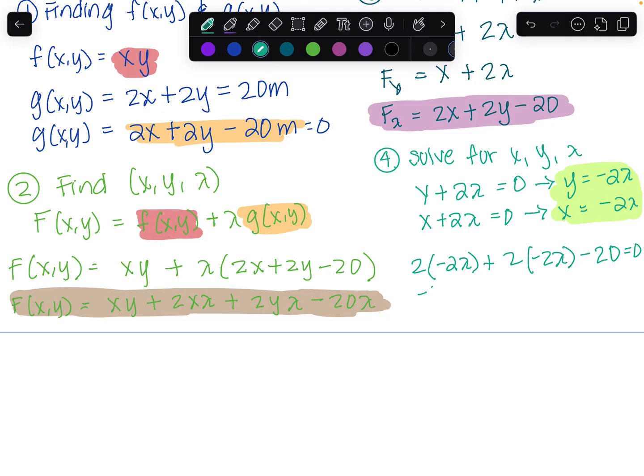And we're going to solve for lambda. So it's going to be negative 4 lambda minus 4 lambda equals 20. So it's going to be negative 8 lambda equals 20. Divide both sides by negative 8. And lambda equals negative 2.5.